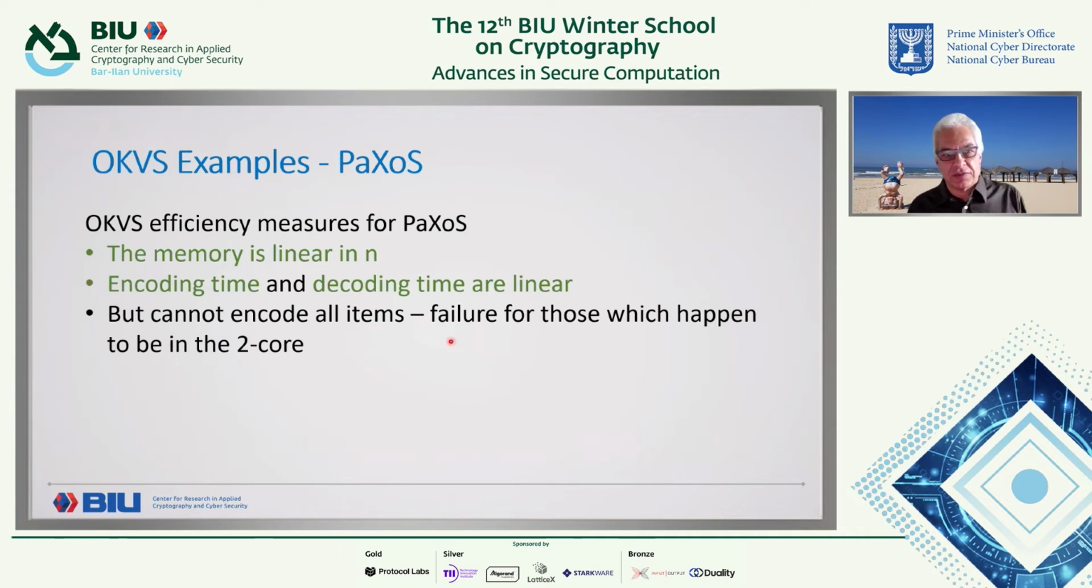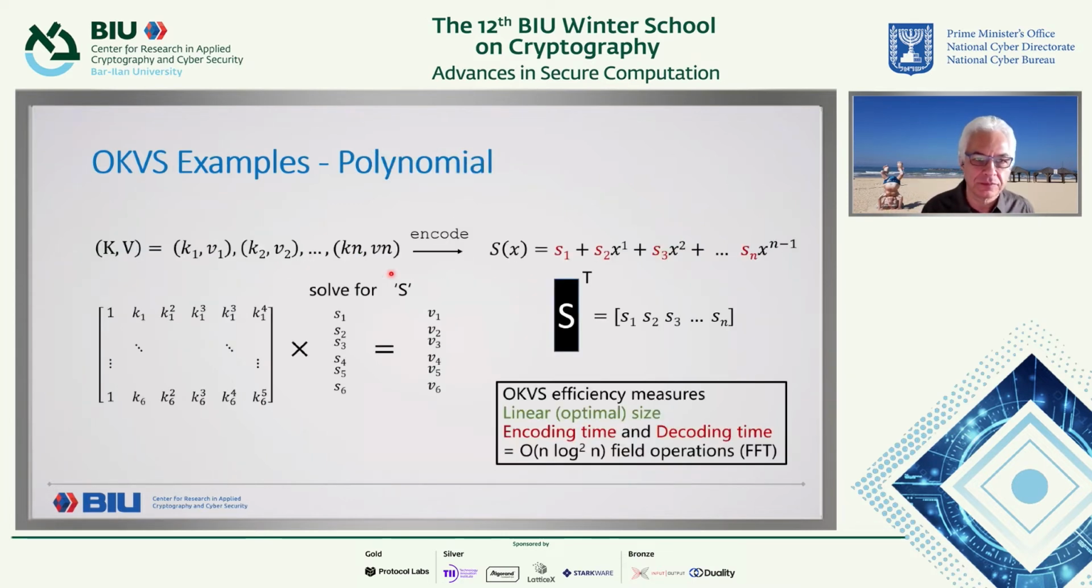For the peeling, this is the system we called Paxos. The size of the table was linear. Encoding and decoding were linear. That's great. However, they had that small, big problem that we couldn't encode all items there, because once we got to the 2-core, we got stuck. The polynomial I described, in terms of size, is optimal.